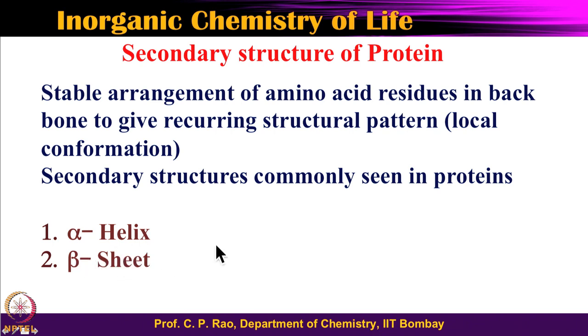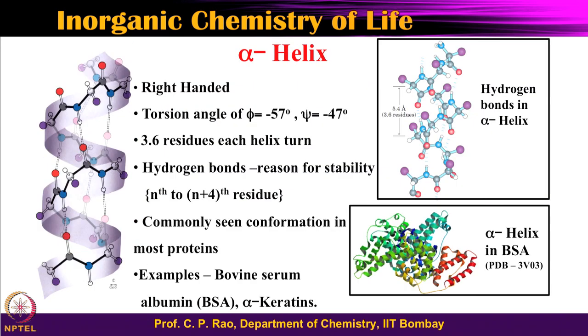The third one is the left out portion, which is called the random coil portion. It means no specific structure; it is open. So, alpha helix, beta sheet, and then the portions which are connecting these ones. Now, we will look at each of these, what is alpha helix, what is beta sheet, etc. in the next few slides.